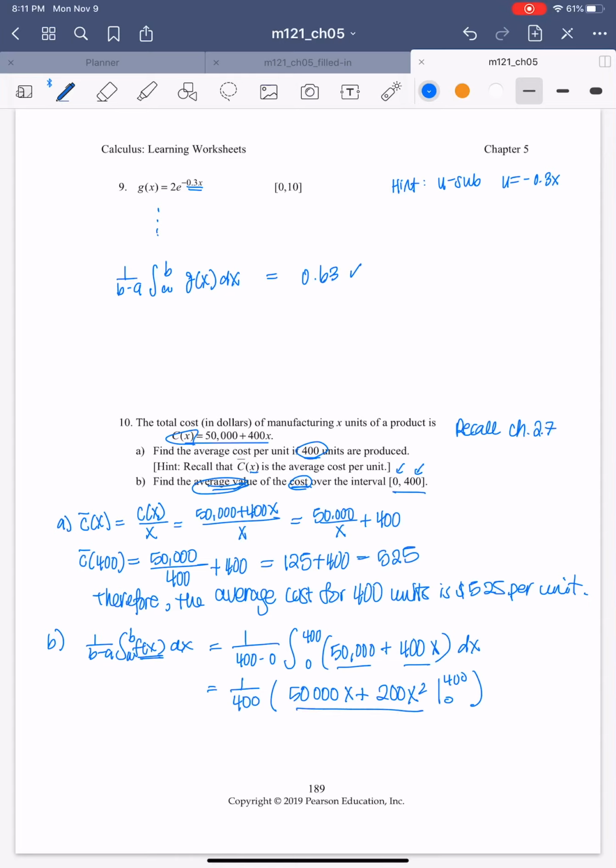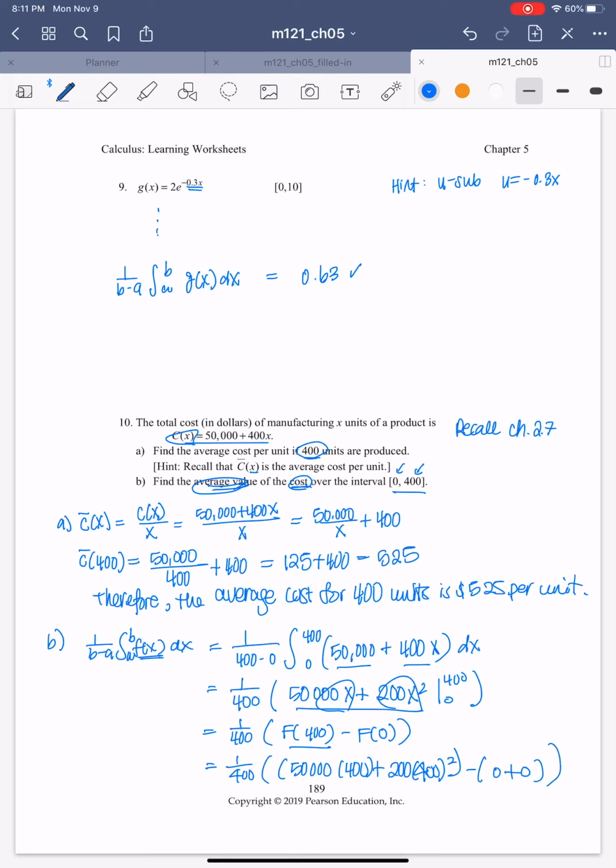There's my capital F of x. So by the fundamental theorem of calculus, I just have to calculate capital F of 400 minus capital F of 0, times 1 over 400. So this first part right over here will be 50,000 times 400 plus 200 times 400 squared. Subtract F of 0, which is 0, right? Easy one. So I'm subtracting really the 0.